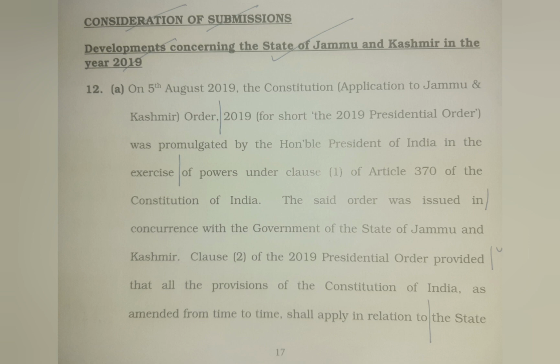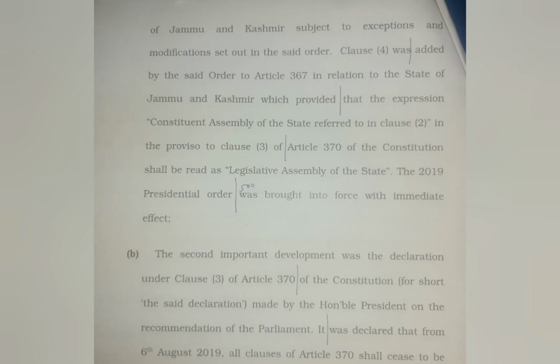Clause 2 of the 2019 Presidential Order provided that all the provisions of the Constitution of India, as amended from time to time, shall apply in relation to the state of Jammu and Kashmir, subject to exceptions and modifications set out in the said order.